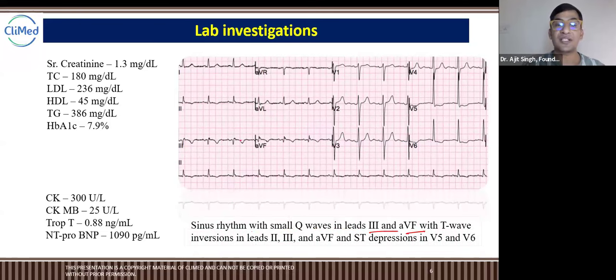Lead 3 is what? This is lead 3. Where is the sinus Q wave? Look at the PQRS, right? Here there is a small Q wave. Otherwise, the Q wave is usually here.